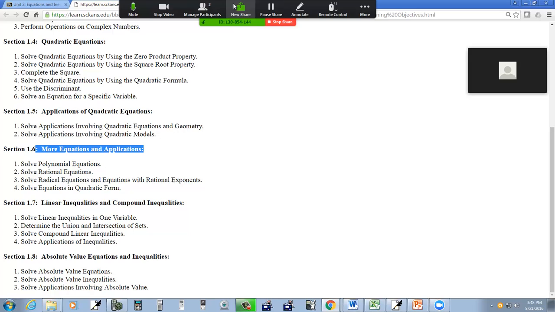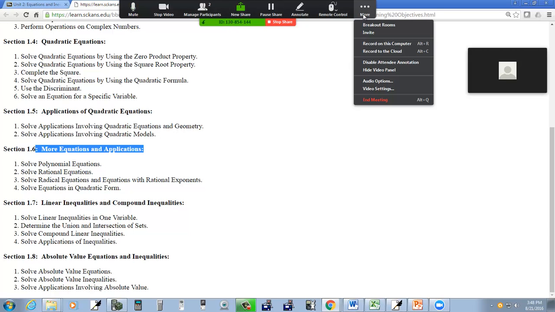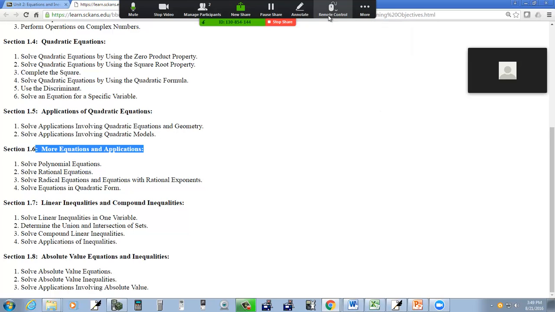Now, if you don't have a microphone, I think there's a chat feature. Maybe I'm wrong. I think I'm wrong. I don't see any chat feature up here.